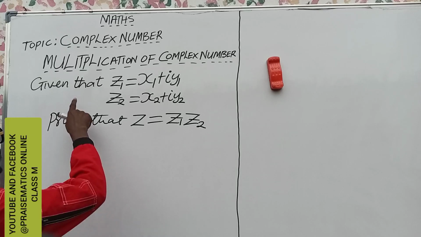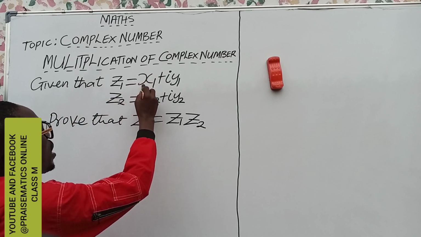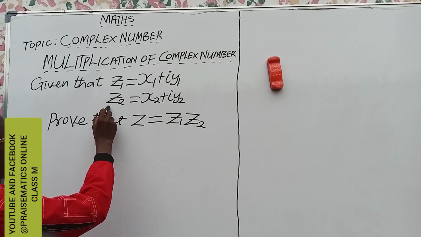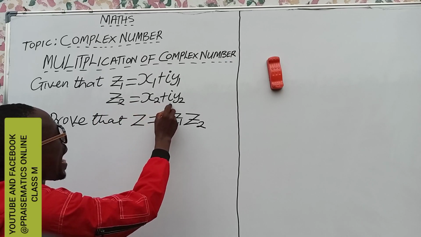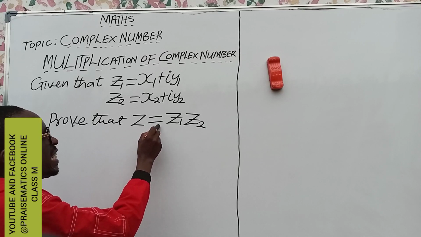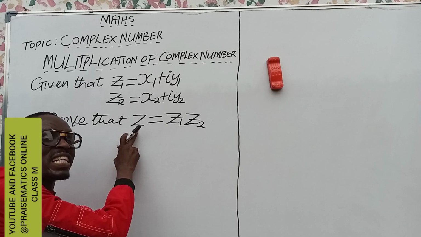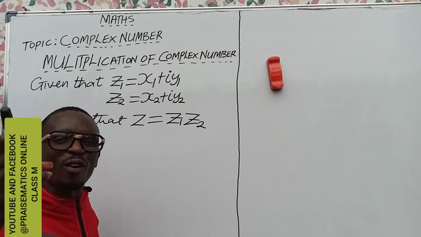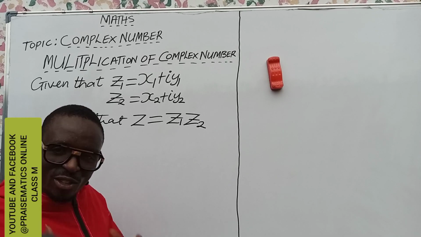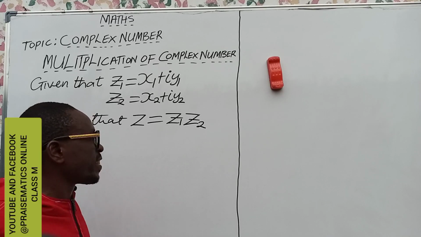From the question on the board, given that z1 equals x1 plus iy1 and z2 equals x2 plus iy2, the question says prove that the product of the two complex numbers is a complex number. That is what we are going to prove. Did you get it? Are you okay? Should we write on?